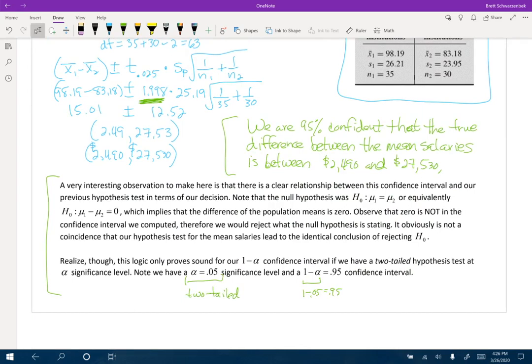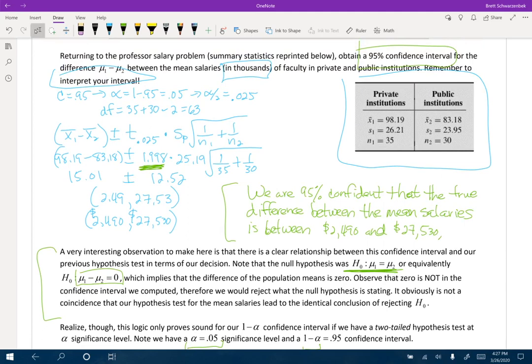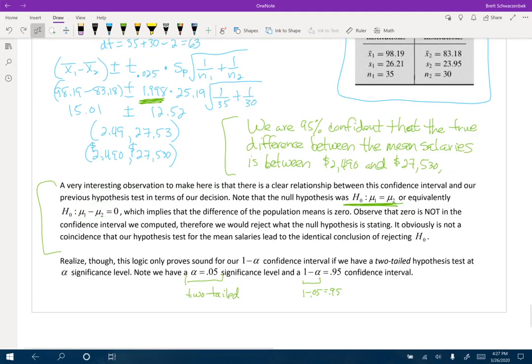Okay, the other part about this is actually the top part here. So what is the logic? It says a very interesting observation to make here is that there is a clear relationship between the interval of our previous test in terms of our decision. Note that the null hypothesis was mu1 equals mu2, or equivalently, mu1 minus mu2 is 0, which implies the difference of the population means is 0. Okay, so this is the null right here, right? So if you look at this, this is the null. So as this is the null technically, but this is the same thing over here.